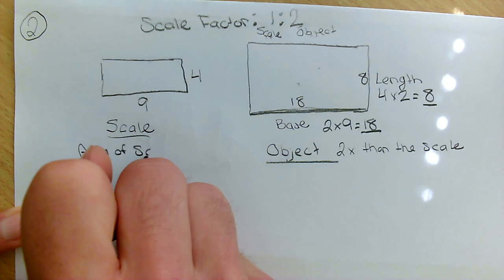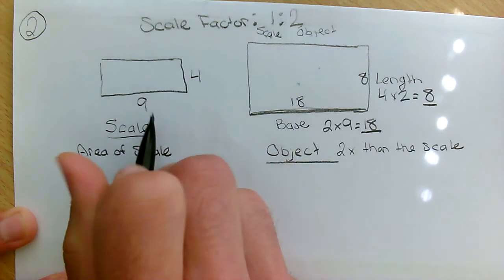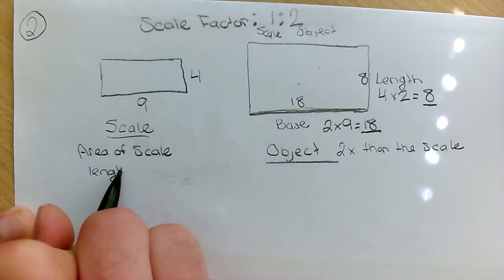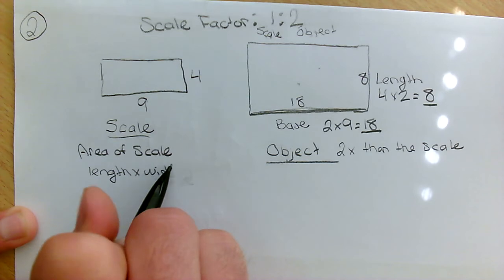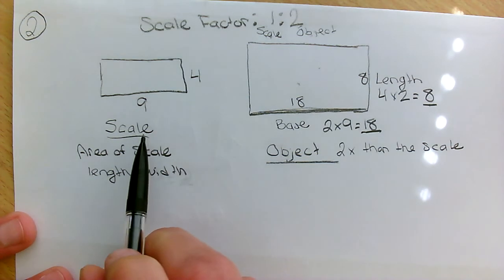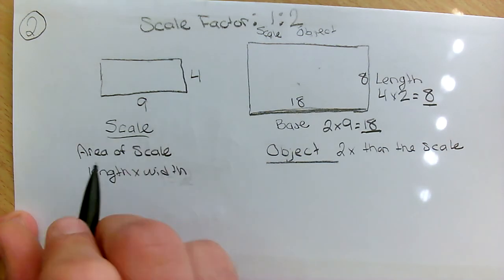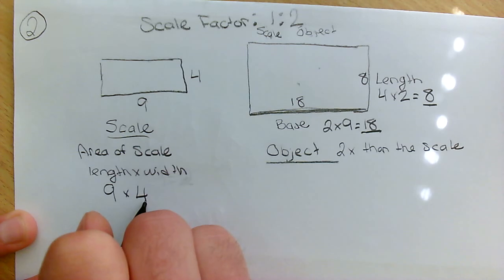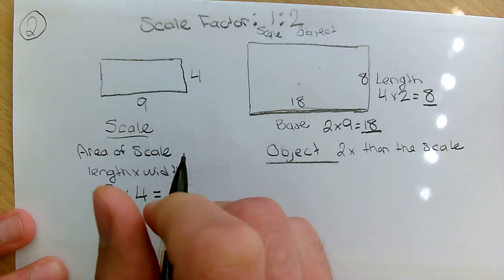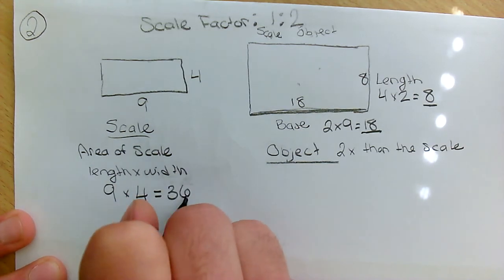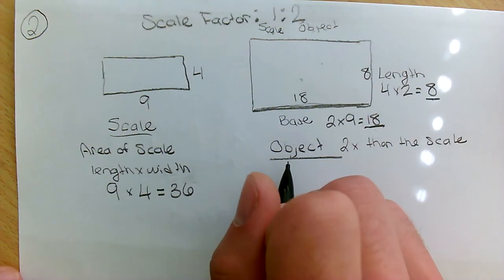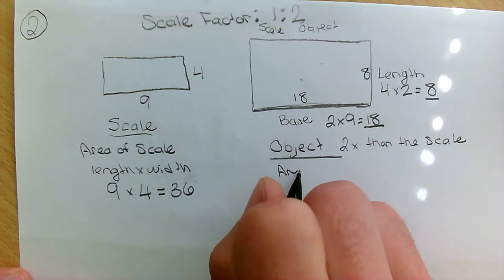So what's the area of the scale? Well, the area of a rectangle is length times width. The length of the rectangle is 9. The width is 4. So 9 times 4 is equal to 36. Now what's the area of our real object?